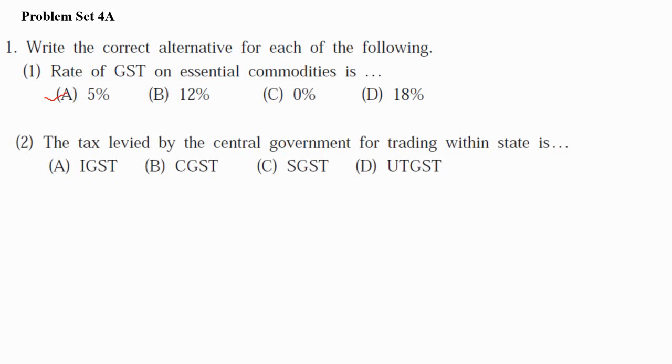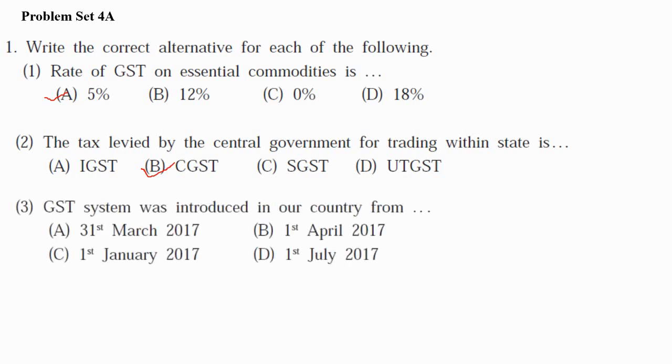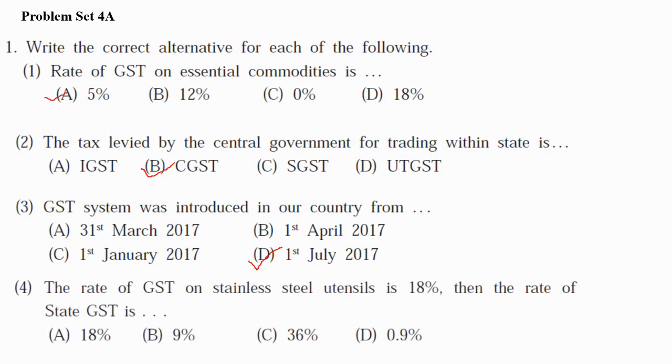The tax levied by the central government for trading within the state is called, we know, CGST. So the central government tax is called the Central Goods and Services Tax. The GST system was introduced in our country from, we studied this as well, 1st of July 2017. The rate of GST on stainless steel utensils is 18%. And the rate of SGST, as we know, will be half of 18, and that is 9%.